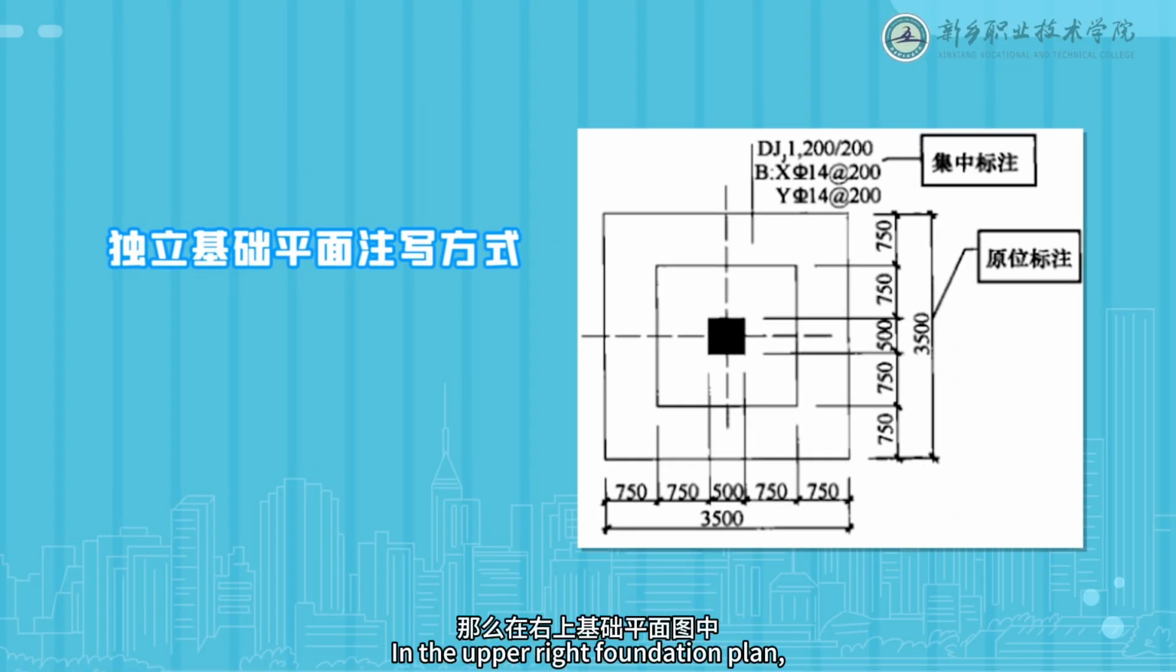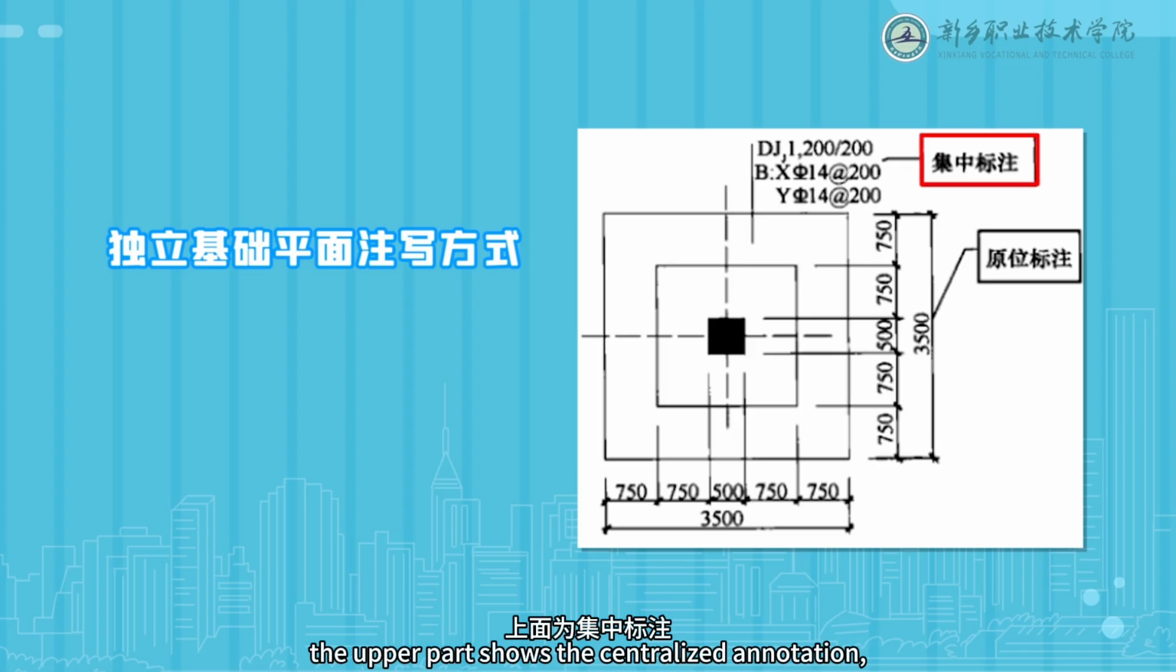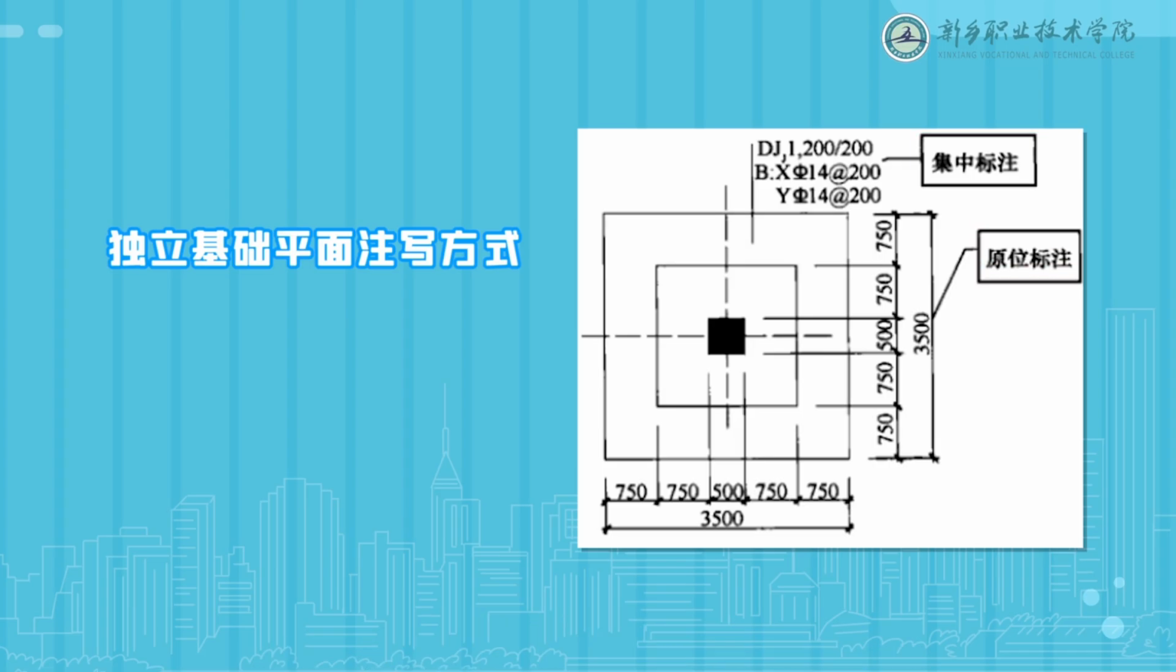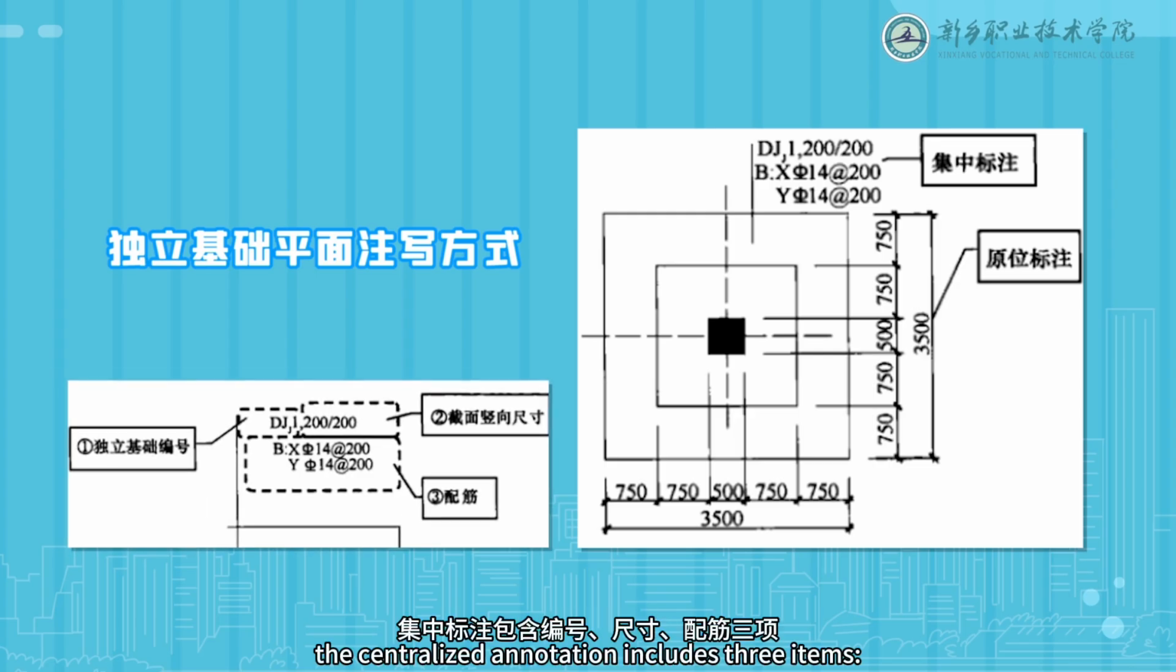In the upper right foundation plan, the upper part shows the centralized annotation, and the surrounding dimensions are the in situ annotations. In the lower left plan, the centralized annotation includes three items: number, dimensions, and reinforcement.